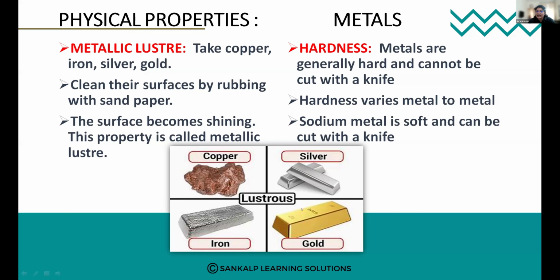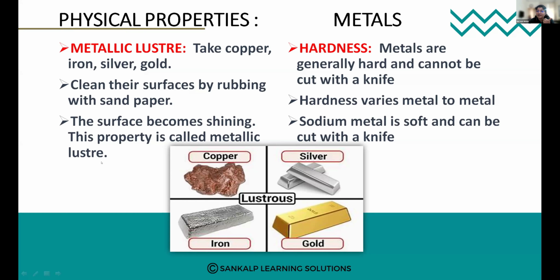In the image below, you can see how gold and silver have a shine. In your home, you might have copper vessels, silver articles, and gold ornaments, and they have a shiny surface. That is because they have the property called luster. What do you mean by luster? Luster means shining surface. Metals have that property of shining, and it is called metallic luster.